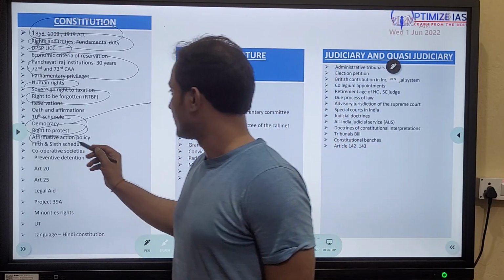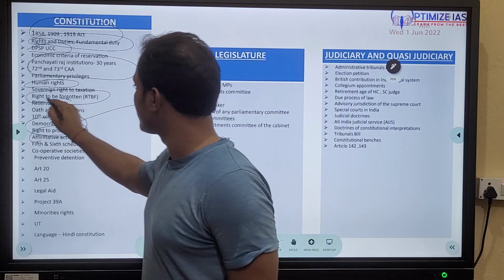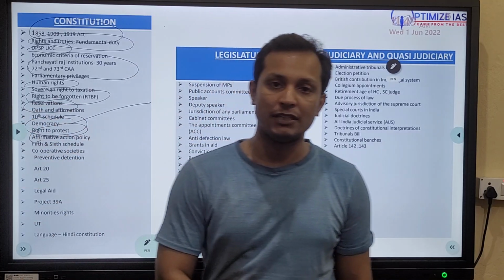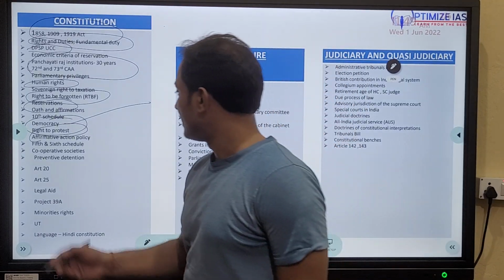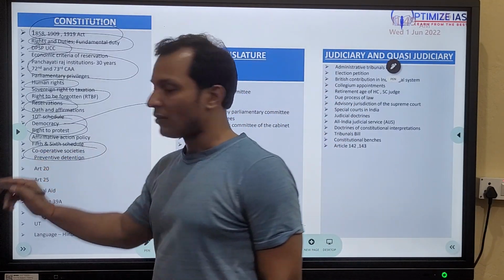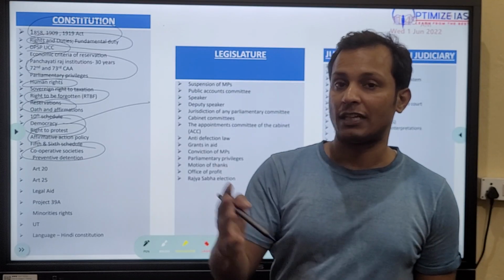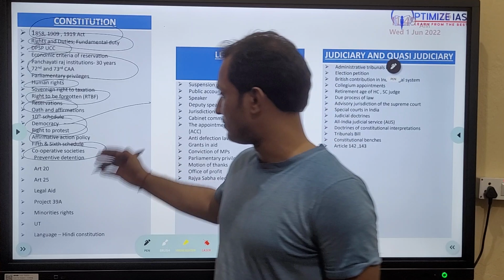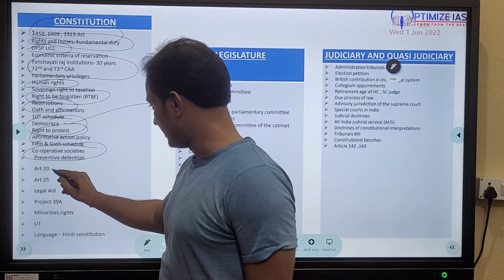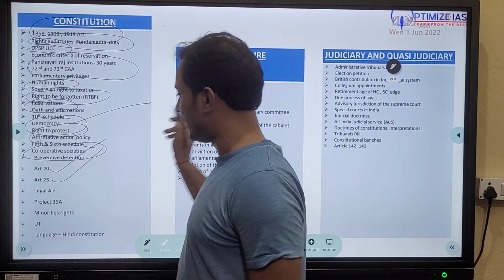Then, guys, reservation is very important. It has been in the news in the last one year. Then we see cooperative societies. What is the constitutional aspect regarding cooperative societies? It is in the news, very important, guys. Please prepare that. Then we see Article 20, Article 25.